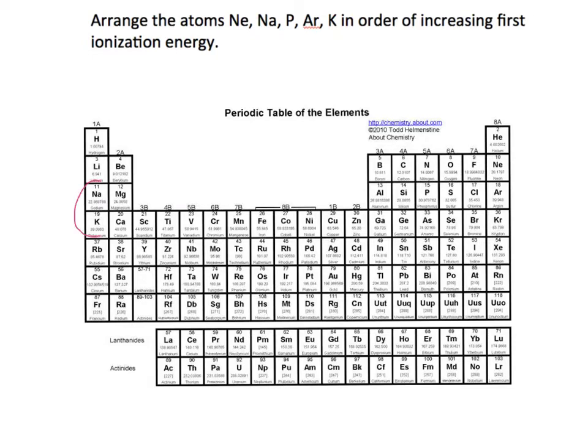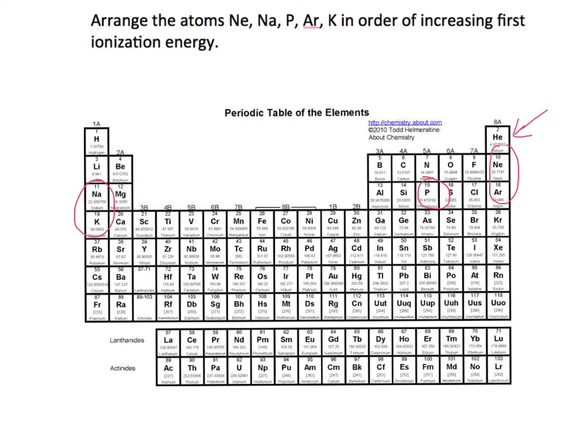So we have sodium and potassium, we have neon and argon, and then we have phosphorus. So why don't we try to start with the ones that are going to least likely want to give up an electron. And that's going to be our group 8A, right? Because these are noble gases, they don't really want to give up electrons.